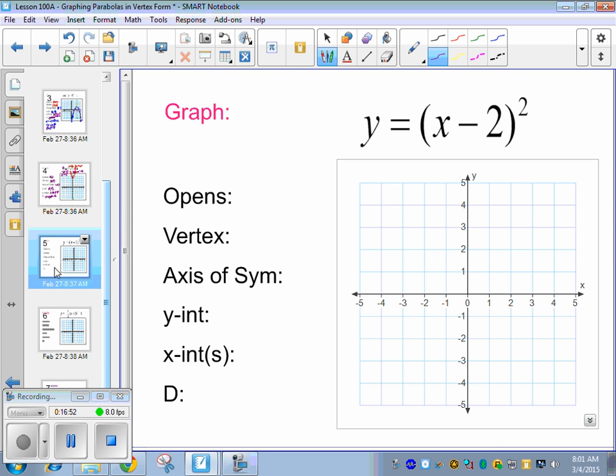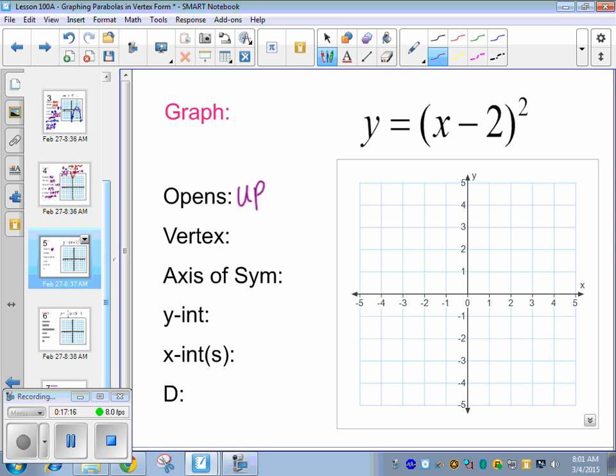Alright, y equals (x minus 2) squared. Sorry, this is so long. Good thing your problem set is kind of short. Okay, Abby, opens up or down? Good, it's positive in front of the parentheses, so it opens up.